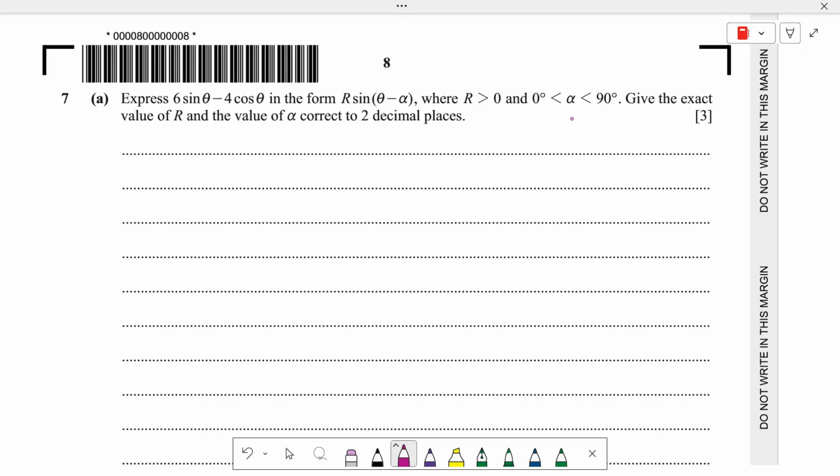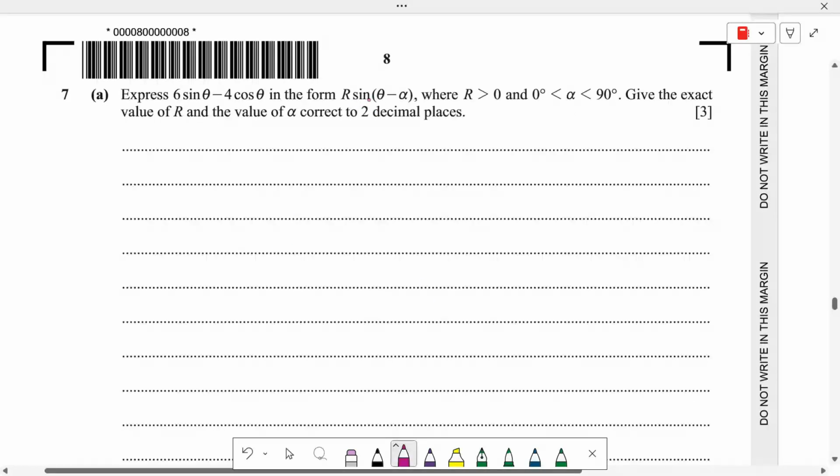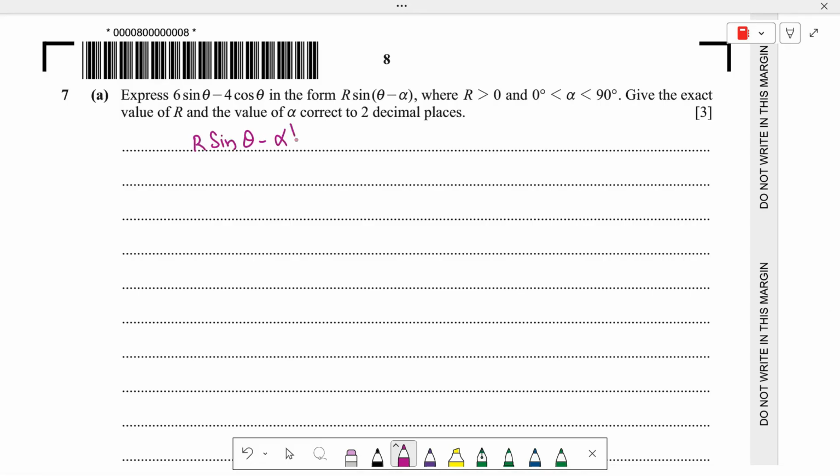Now let's move to question number 7. Express 6 sine theta minus 4 cos theta in the form r sine (theta minus alpha), where r is greater than 0 and alpha is less than 90 and greater than 0. Give the exact value of r and the value of alpha correct to two decimal places. Okay, we need to find r sine (theta minus alpha).